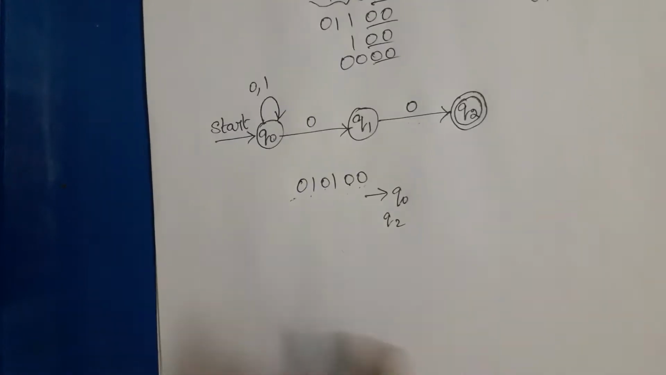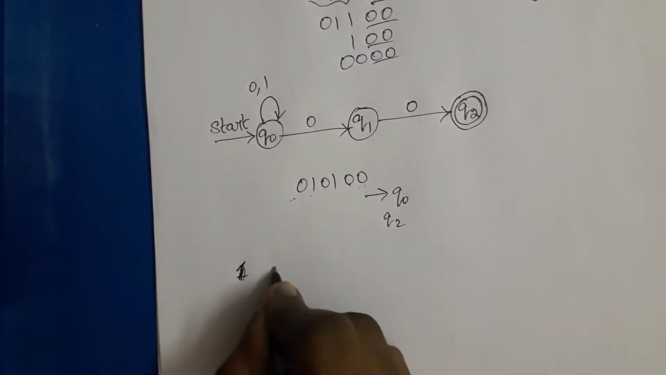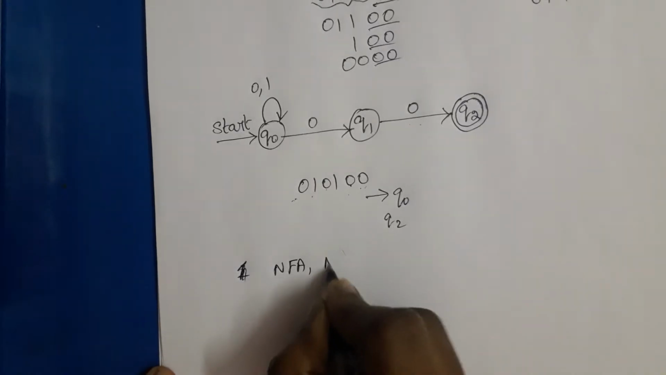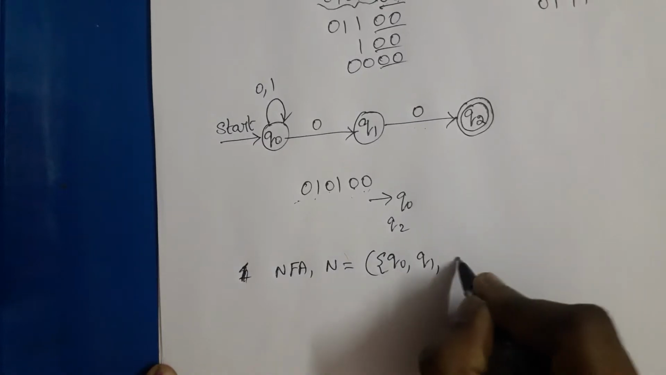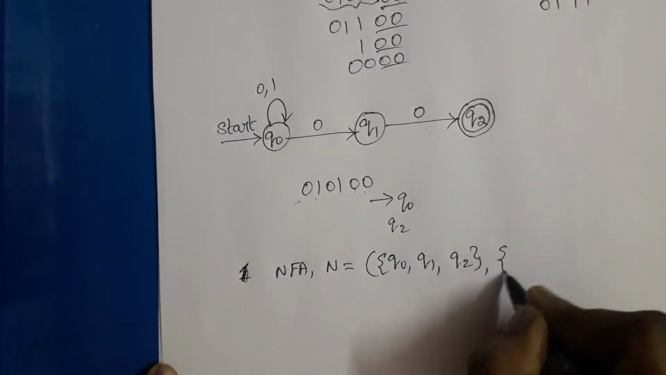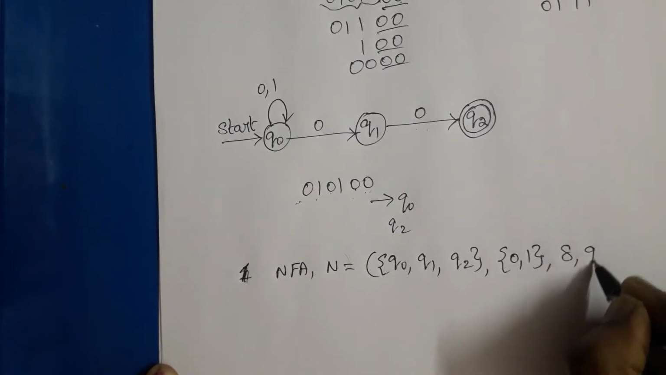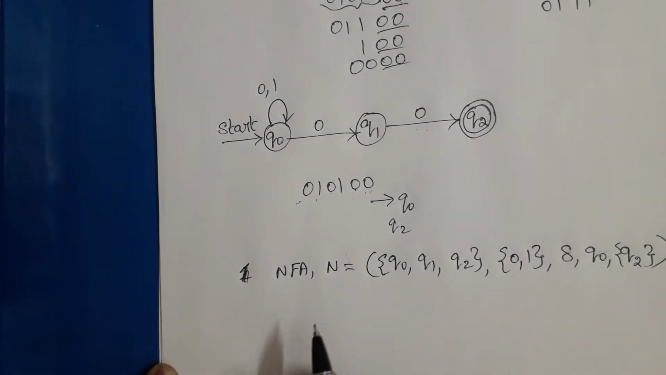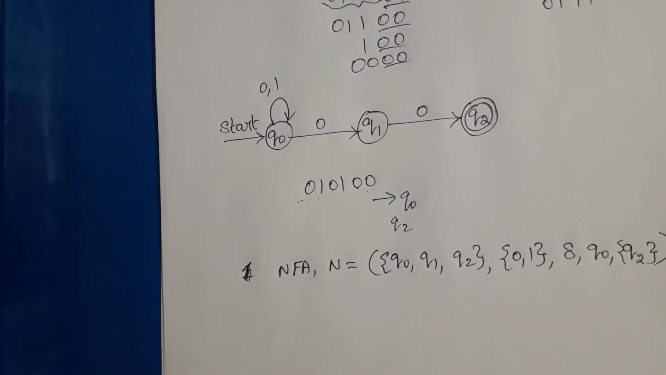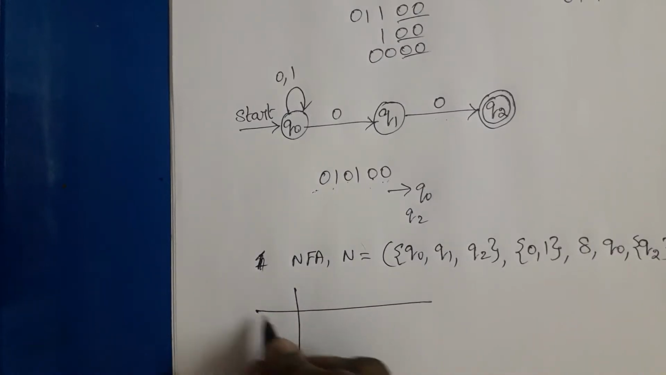We can write another representation with the 5 tuple notation, that is NFA N is equal to set of states Q naught, Q1, Q2, input symbols 0 and 1, transition function delta, Q naught is the start state and Q2 is the final state. We can write the list of transitions similar to DFA, and the transition table representation is also similar to DFA.